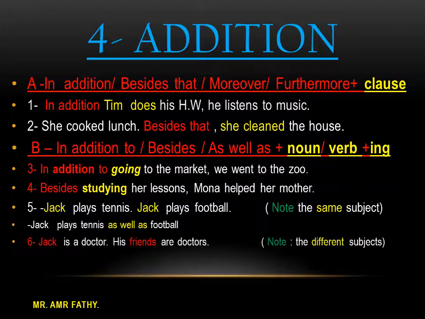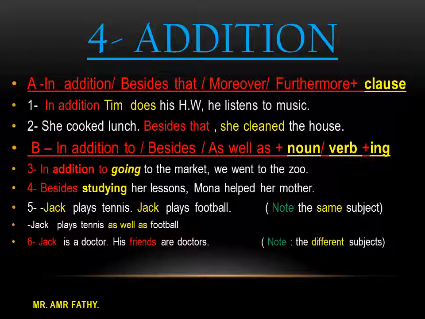But look at number 6 and compare, please compare between number 5 and number 6. Number 6, Jack is a doctor. His friends are doctors. Again, Jack is a doctor. His friends are doctors. Note here in this sentence that we have different subjects. Jack, his friends. So here we have two different subjects.